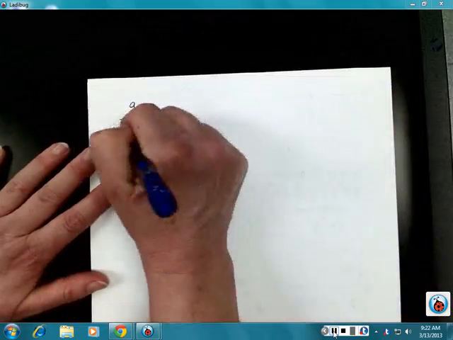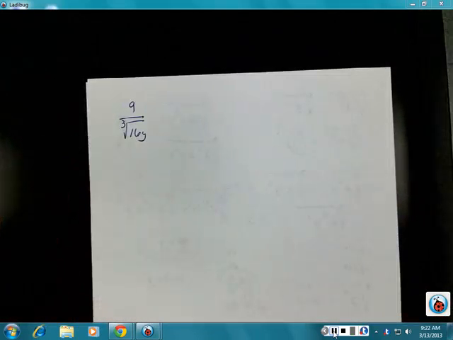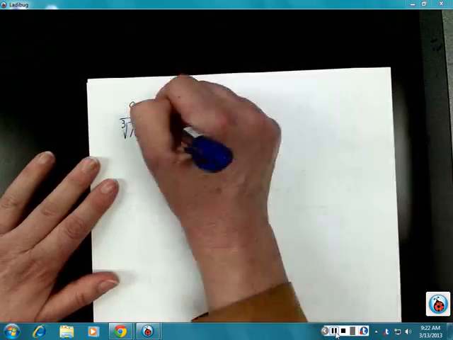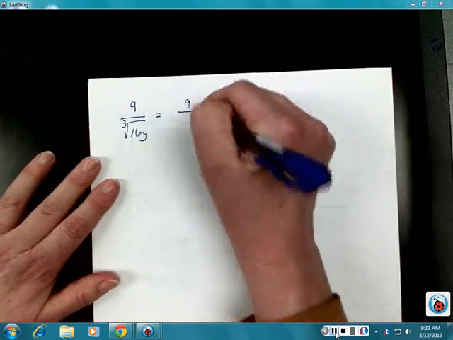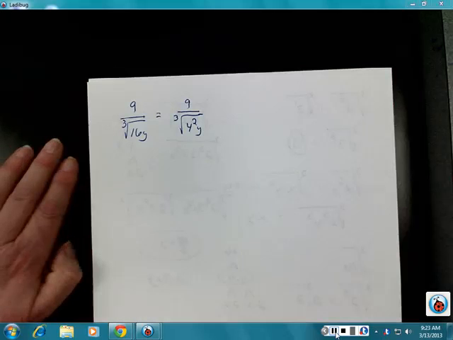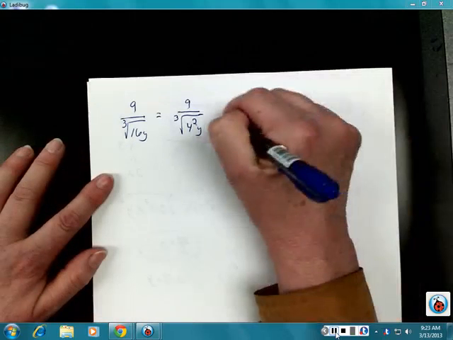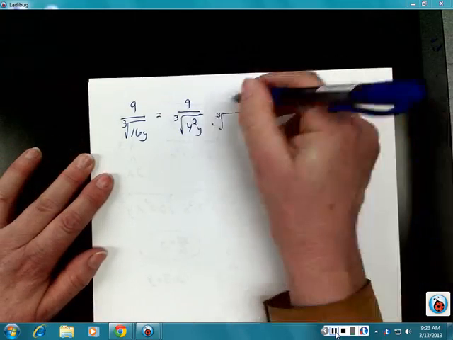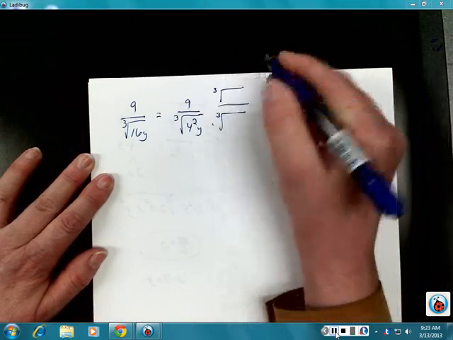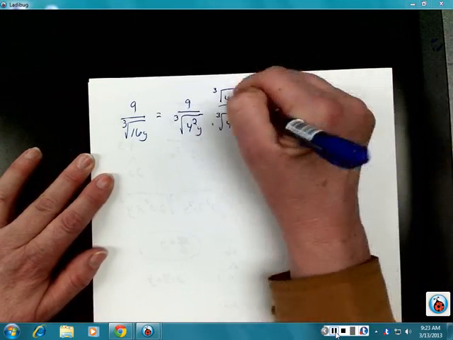About this one: 9 over the cube root of 16y. We'll still stick in the 16s and see what we can come up with. So, what would I have to do? Well, this is equal to 9 over the cube root of 4 squared y. We agreed last time because 16 popped up. What would I have to multiply it by? The cube root of 4 and a y squared.